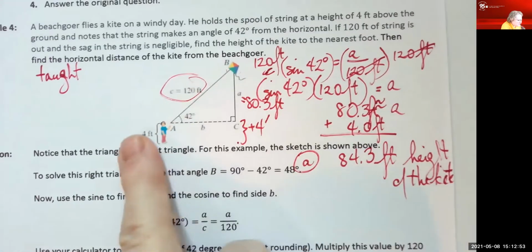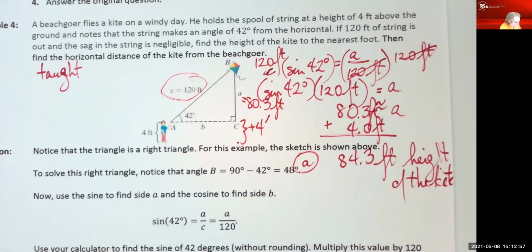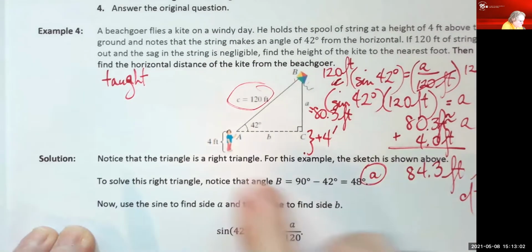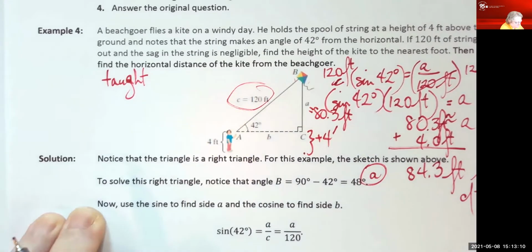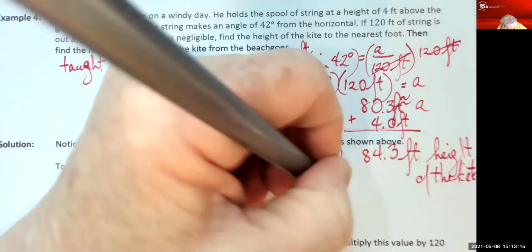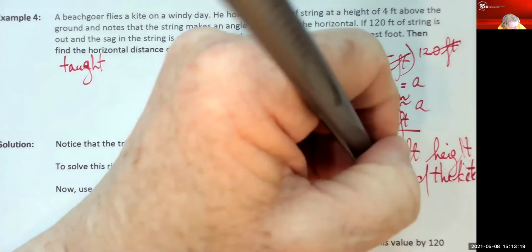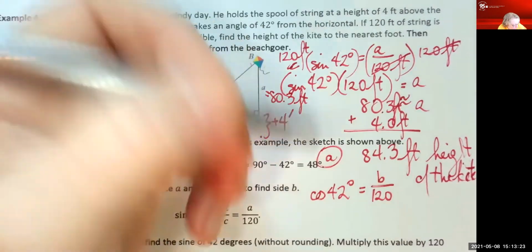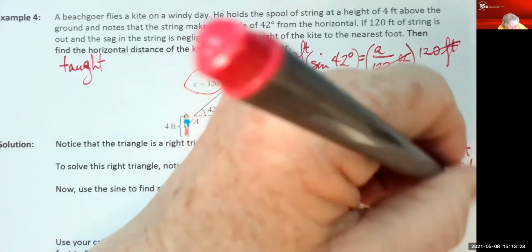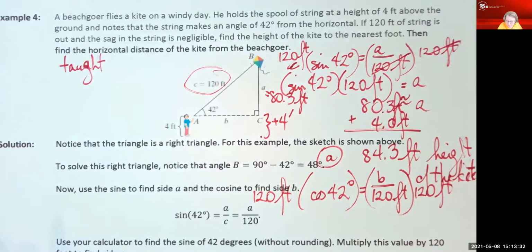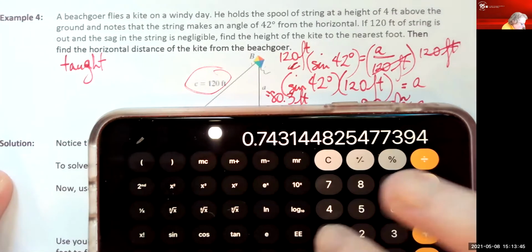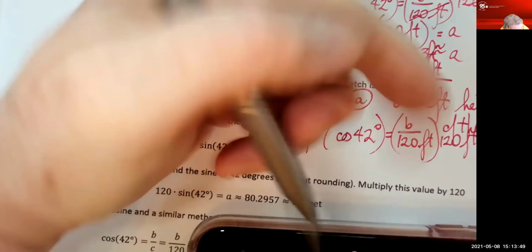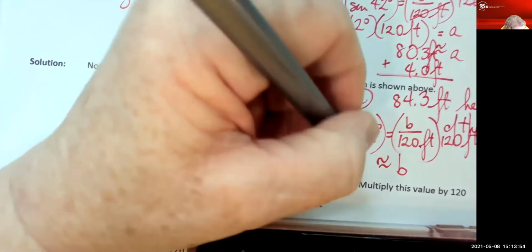Now we also needed the distance from the child to the kite, the horizontal distance. We're going to find this in 2 ways. The first way, we're going to remember that the cosine of angle 42 will be side B, the adjacent side, divided by the hypotenuse. So we know that the cosine of 42 degrees is side B divided by the hypotenuse. Again, we're going to multiply both sides by 120 feet, and we get that side B is the cosine of 42 degrees times 120 feet. And that's 89.2 feet.